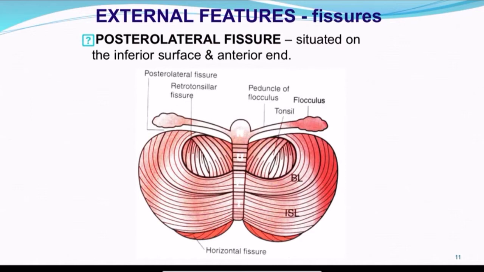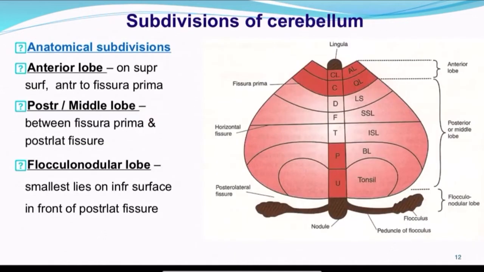Posterolateral fissure is situated on the inferior surface and anterior end. Now moving on to another important aspect of cerebellum, subdivisions of cerebellum. The anatomical subdivisions of cerebellum are anterior lobe, posterior or middle lobe, and flocculonodular lobe.